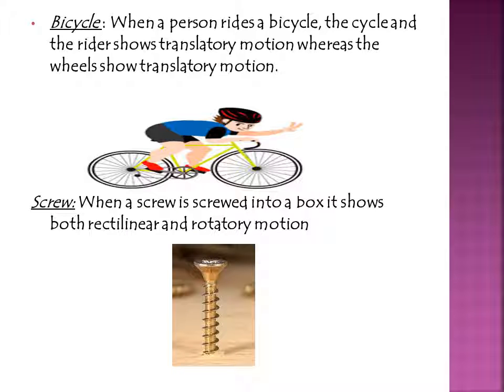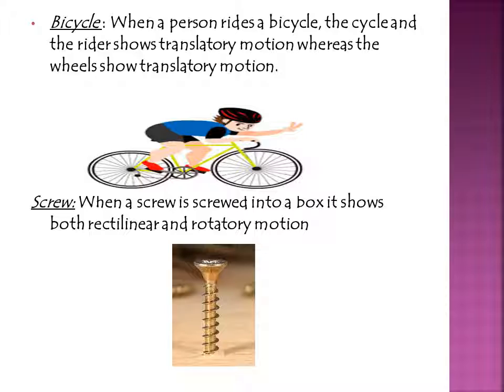Then we have bicycles, as we talked about. When a person rides a bicycle, the cycle and the rider show translatory motion as a whole. Okay, they are moving in a straight path. Whereas the wheel shows circular motion.